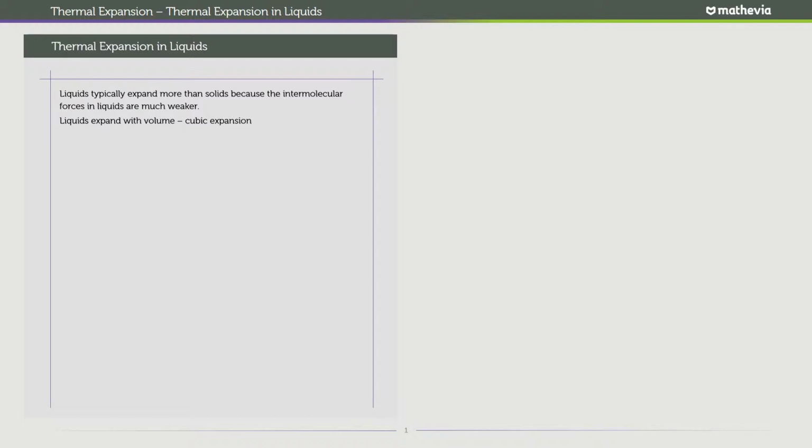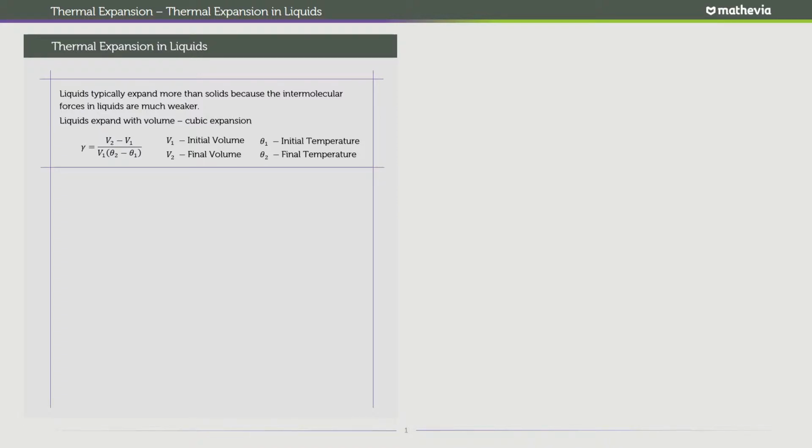You can't find the length of a liquid or the area of a liquid. You can only find the volume of a liquid. So liquids expand with volume. So we have cubic expansion, and you have the exact same formula. The cubic expansivity of a liquid is the change in the volume of the liquid divided by the volume of the liquid and the change in the temperature of the liquid when it's heated. V1 is the initial volume, V2 the final volume, theta1 the initial temperature, and theta2 the final temperature.